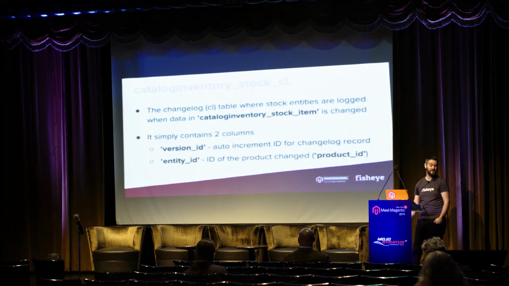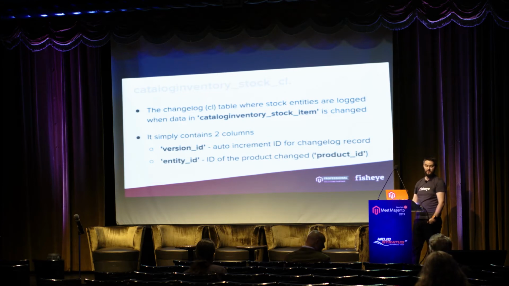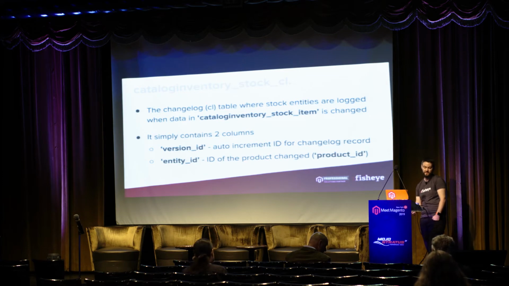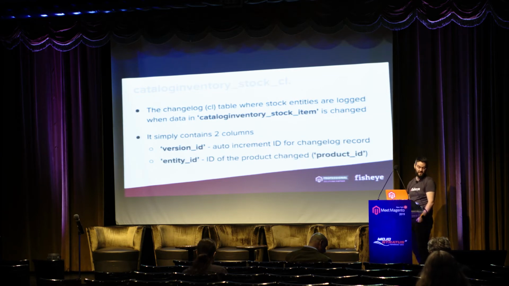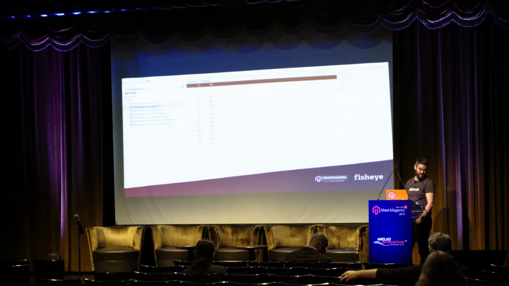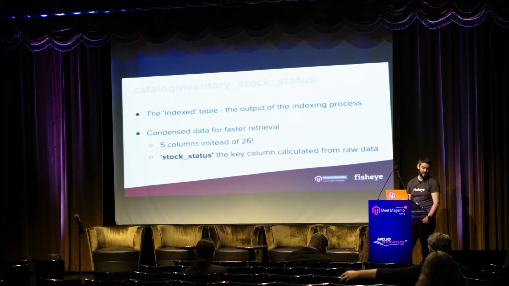Okay. Next up is the catalog_inventory_stock_cl table. So catalog_inventory_stock is the index name. _cl is just the changelog table. As I said earlier, this contains literally two columns, the auto-increment column and the entity ID, product ID in our case. And it looks like that.